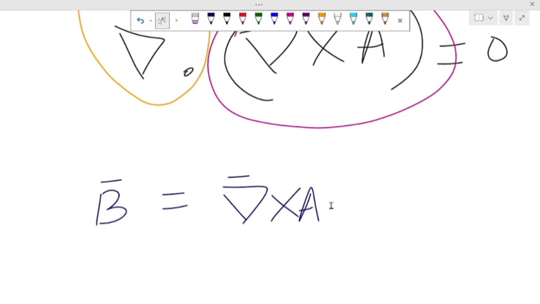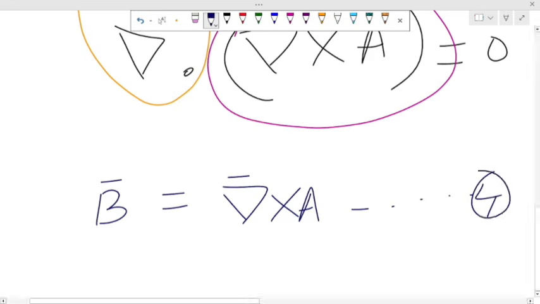So I think I should name these equations. In our notes, this is equation 4. This is equation 4 in our notes. Okay? So I believe we've seen how we got to equation 4 in our notes.